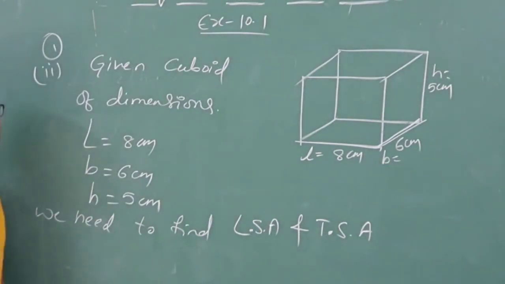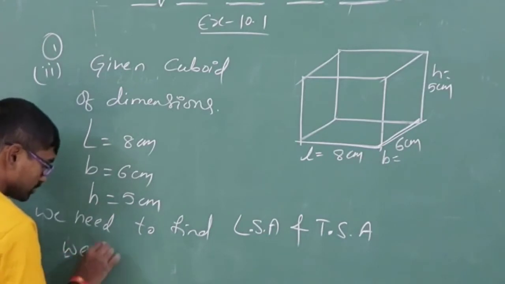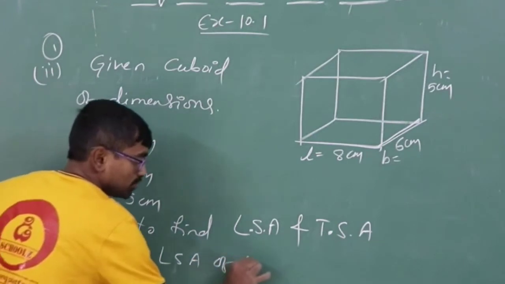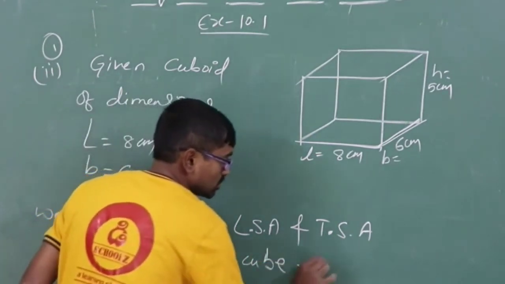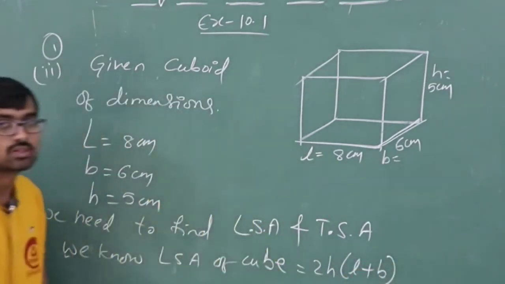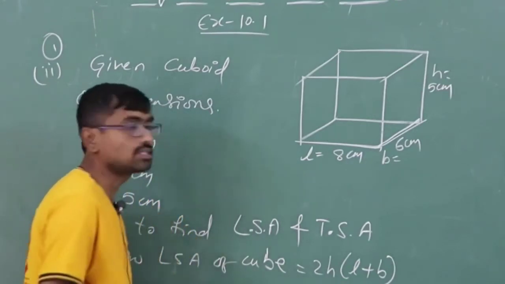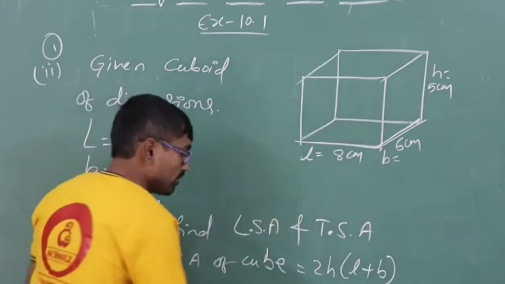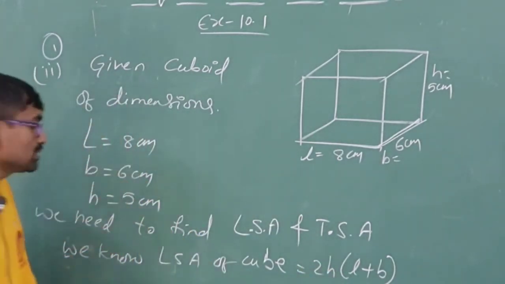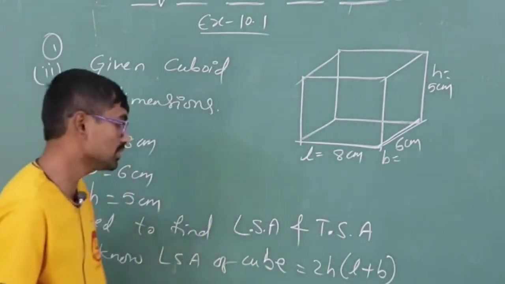You all know the formula of lateral surface area. What is the lateral surface area of a cuboid? It is equal to 2h into (L plus B). That is equal to 2 into h, where the height we have here is 5, into (L plus B), where L is 8 and B is 6, so 8 plus 6.